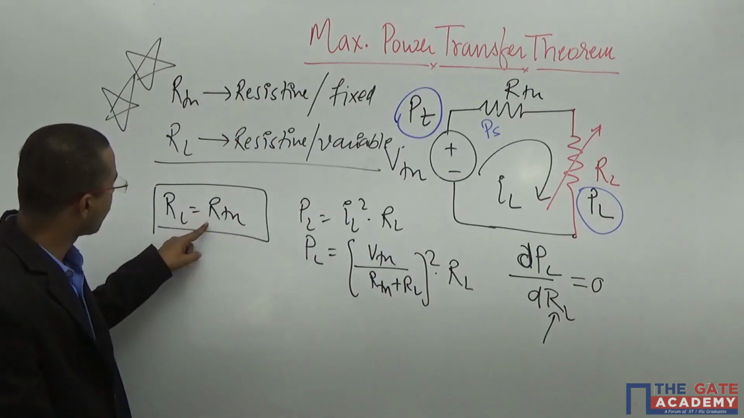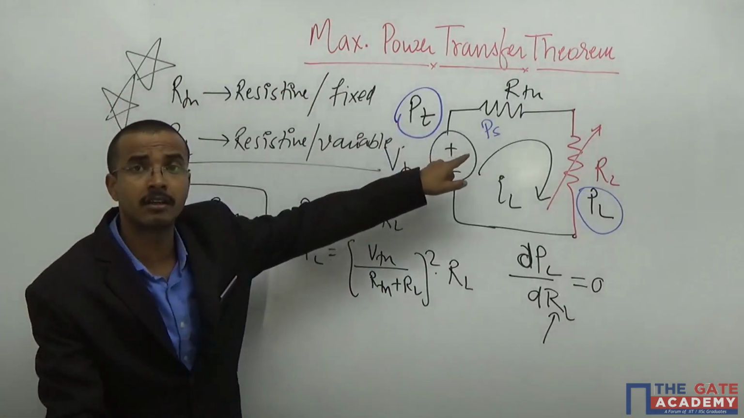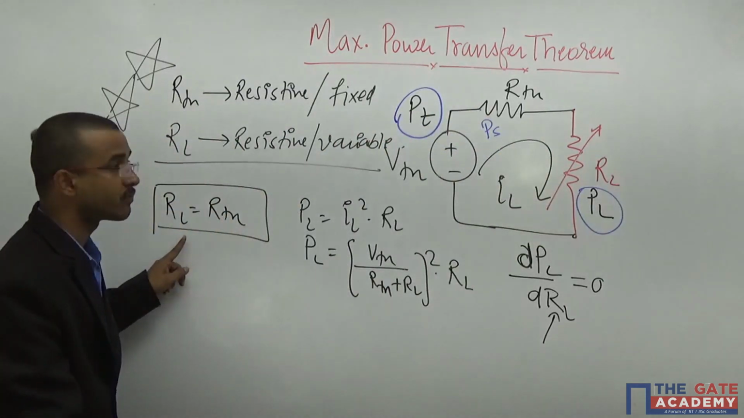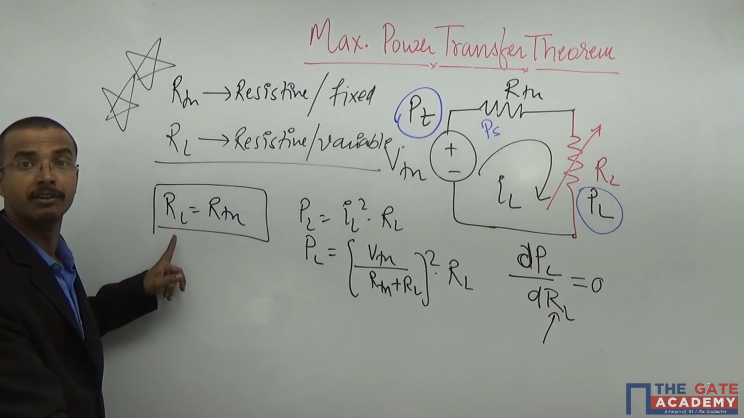But the condition of this formula is this: the RTH is resistive and fixed, and the RL is resistive and variable. Then only this formula is valid. Otherwise, no. You do not have the freedom to apply this formula everywhere.